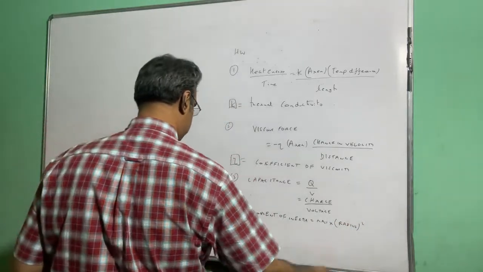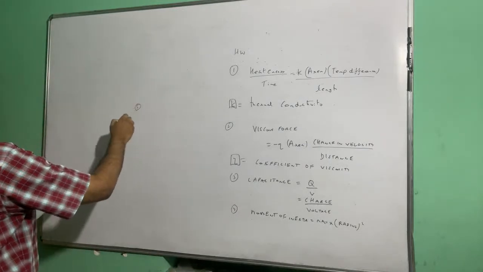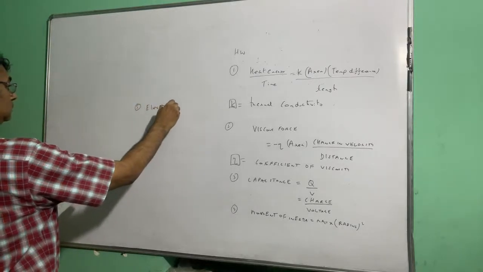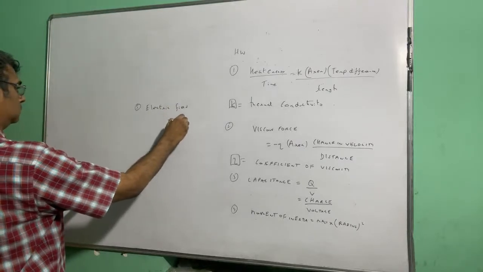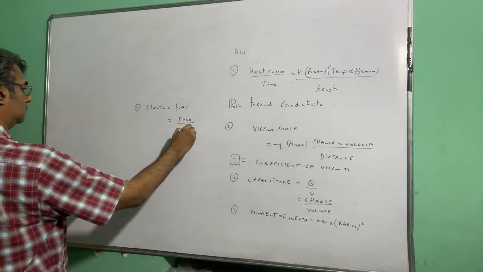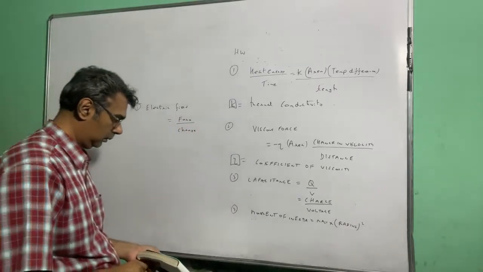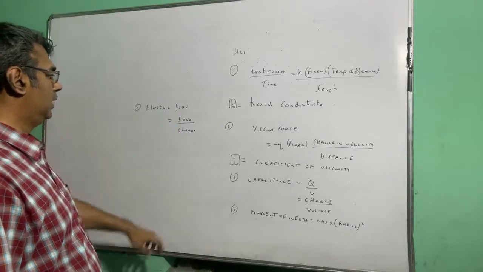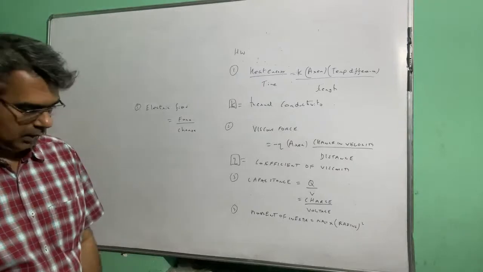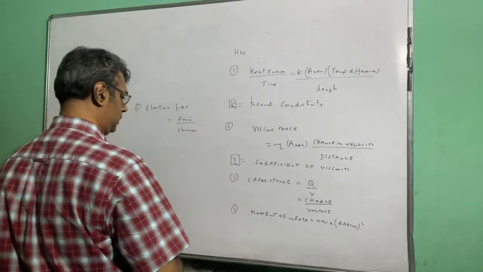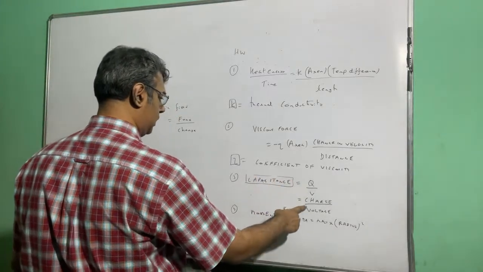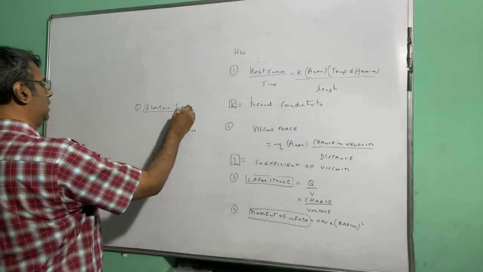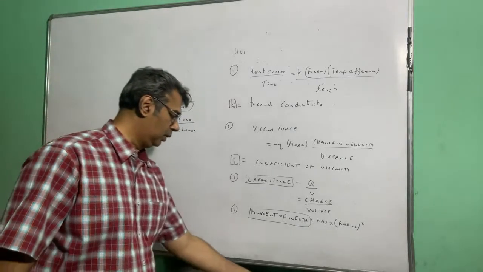Number 4, moment of inertia is mass into radius square. Number 5, electric field is force divided by charge. So these are the homework questions. You will have to find the dimensions of these things. Capacitance is charge by voltage. Moment of inertia is mass into radius square. And electric field is force divided by charge.